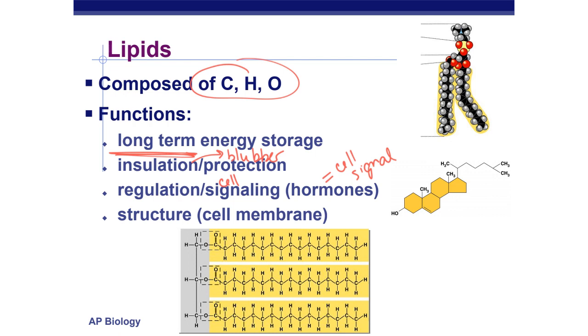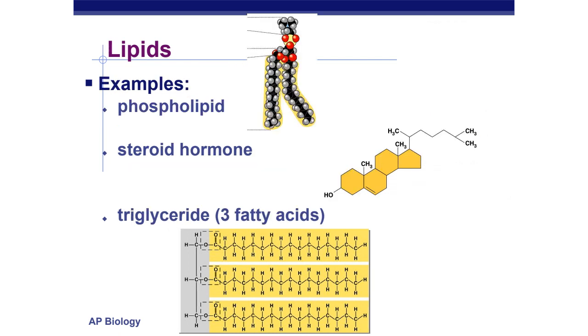And then they also can be important for structure, in particular in our cell membrane. And we're going to look at examples of each one of these a little bit more specifically. But make sure you have these 4 functions down: long-term energy storage, insulation and protection, regulation and cell signaling or hormones, and then structure. So let's look at some examples of lipids.